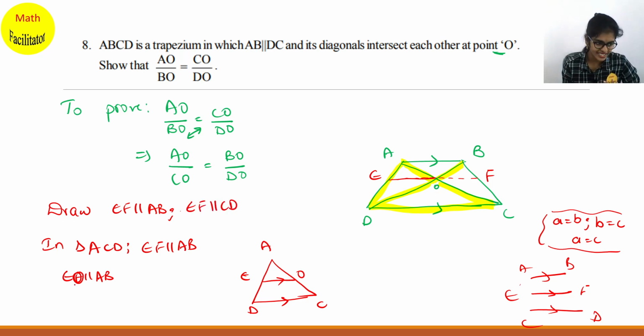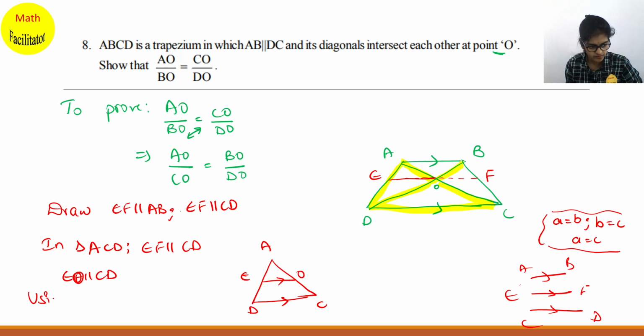Clear? So now let's take this triangle. In this triangle ACD, EO is parallel to CD. This point you understood, isn't it? How is it parallel? Yes, EF is parallel to AB and also EF is parallel to CD. Now you are taking this triangle ACD. So that is the reason I am taking CD. EO is parallel to CD. So now using BPT, what can you write? EO is parallel to CD here.